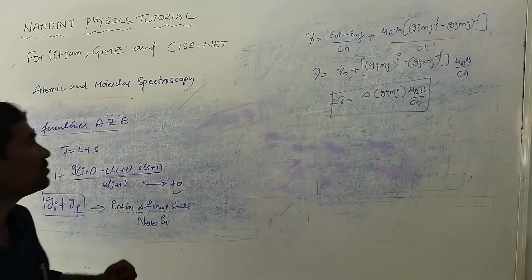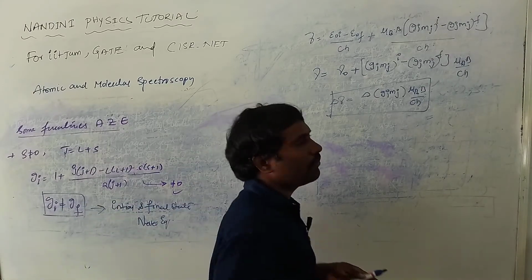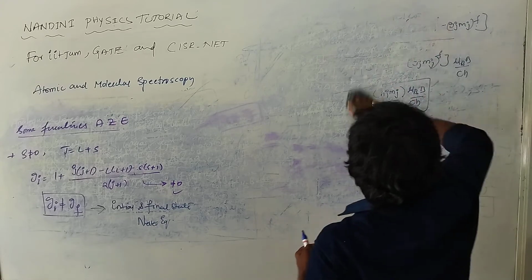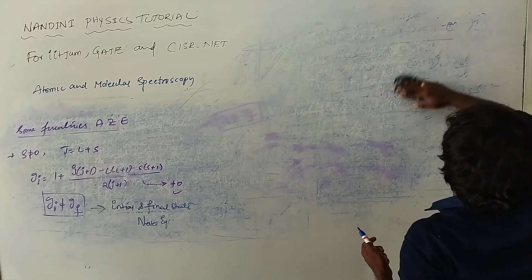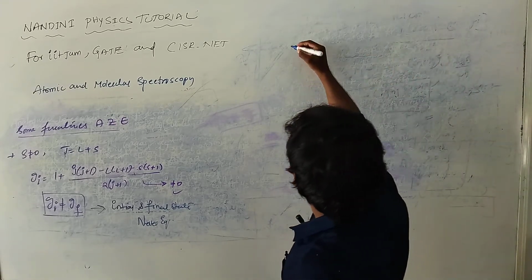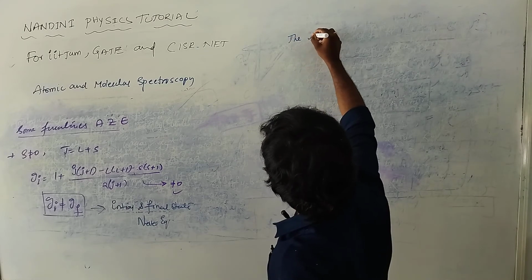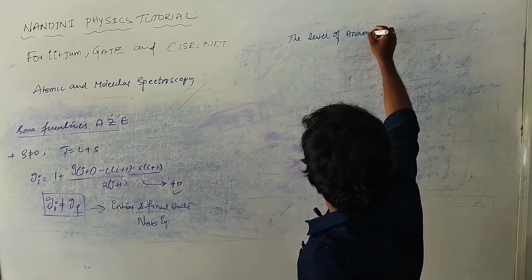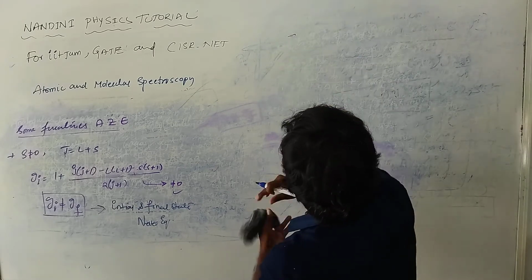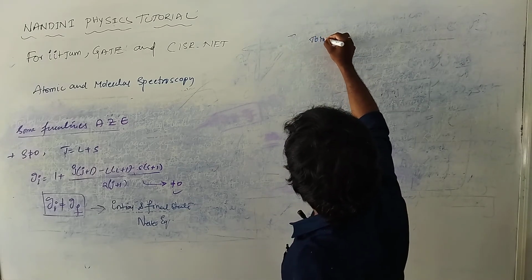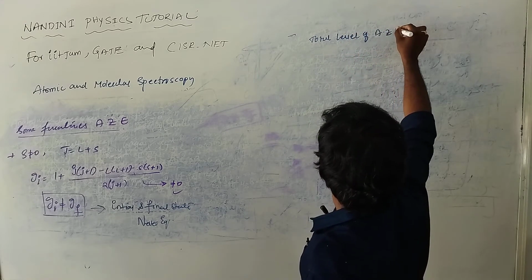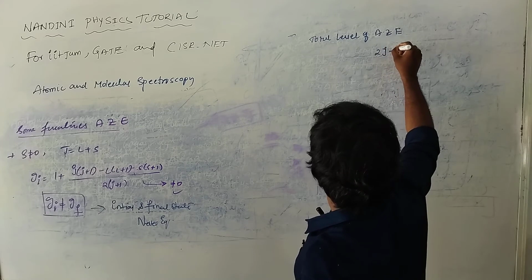What are the possible values of anomalous Zeeman effect? The anomalous Zeeman effect level is the level of anomalous Zeeman; simply you will write here, total level of anomalous Zeeman effect is 2j plus 1, understand.